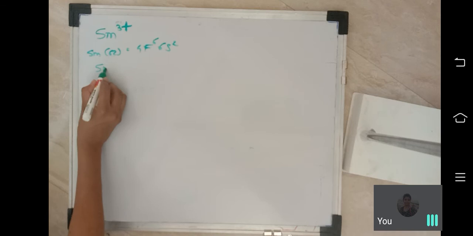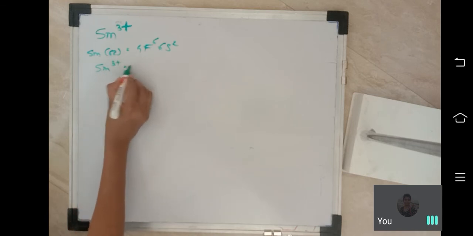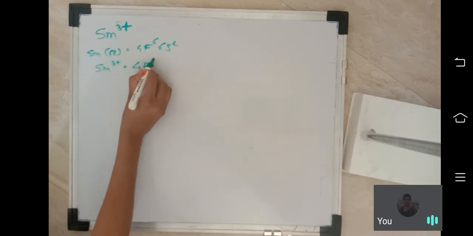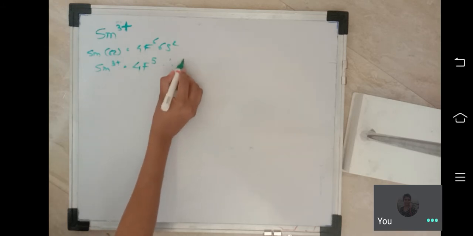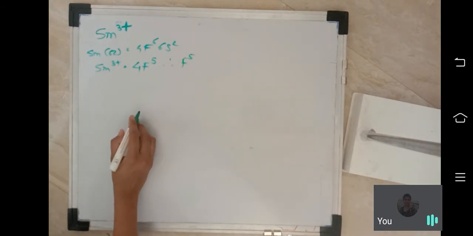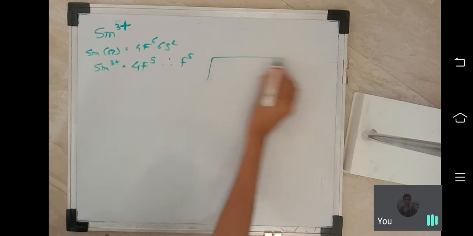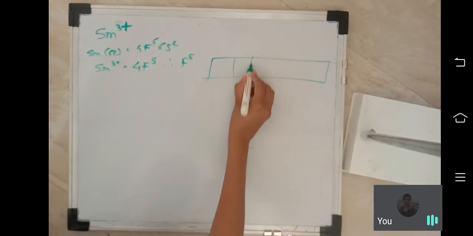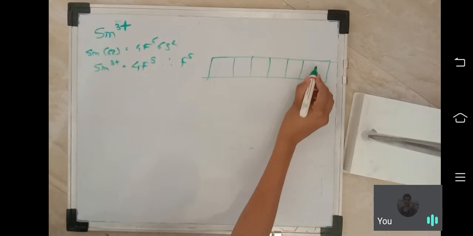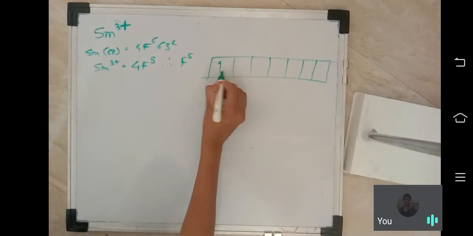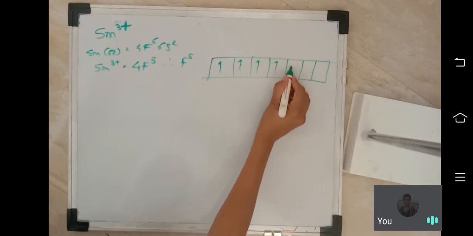Here the samarium 3 plus ion is there, so the system is 4f5. That means an f5 system is there. In f, how many orbitals are present? 7. 1, 2, 3, 4, 5, 6 and 7. How many electrons are present? 5. So 1, 2, 3, 4 and 5.